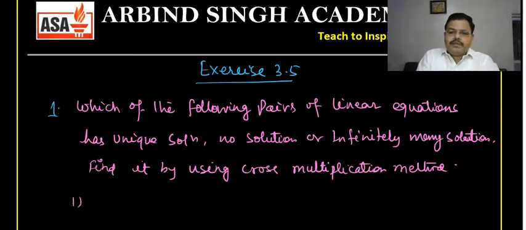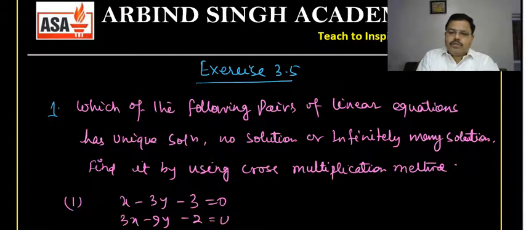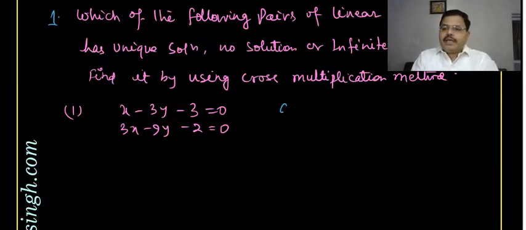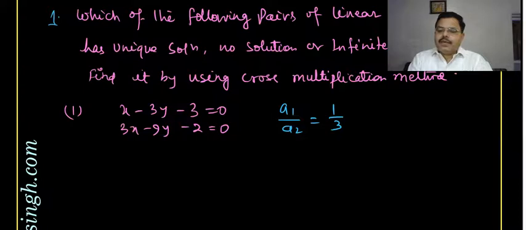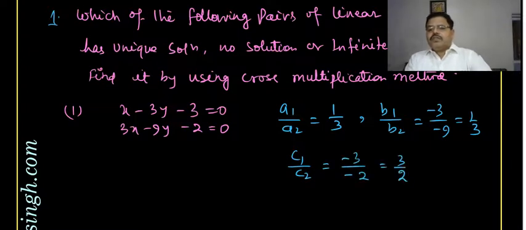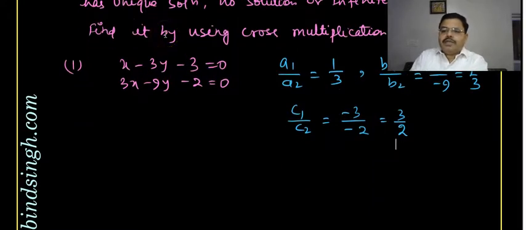The first question which is given here is x minus 3y minus 3 is equal to 0 and 3x minus 9y minus 2 is equal to 0. So how to deal with this question? Using the fact that here a1 by a2 is 1 by 3, coefficient of x is 1, here a2 is 3. And also b1 by b2 is minus 3 upon minus 9, that is also 1 by 3. And c1 by c2 is minus 3 divided by minus 2, that is 3 by 2. So clearly here a1 by a2 is equal to b1 by b2 but not equal to c1 by c2.